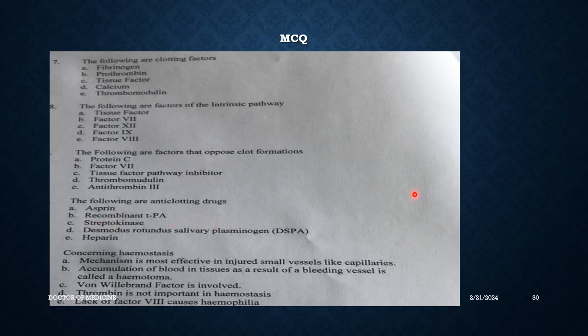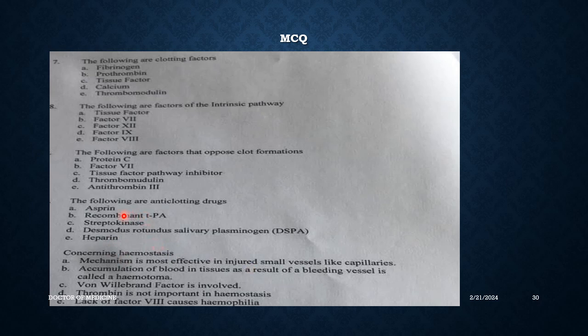Another question says the following are anti-clotting drugs. Aspirin, we mentioned that. This inhibits the COX enzymes that convert your arachidonic acid into prostaglandins and thromboxane. Okay, so recombinant tissue plasminogen activator.